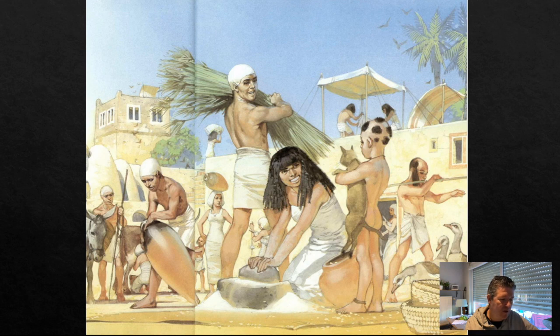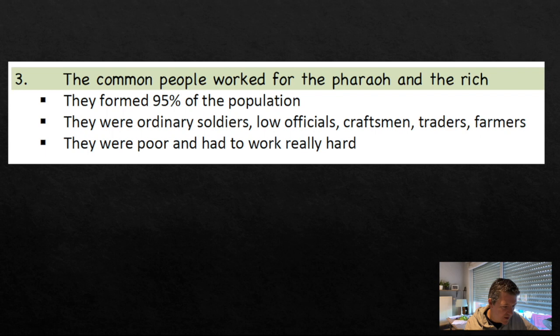This is a grinding stone. Grinding, a maalsteen.